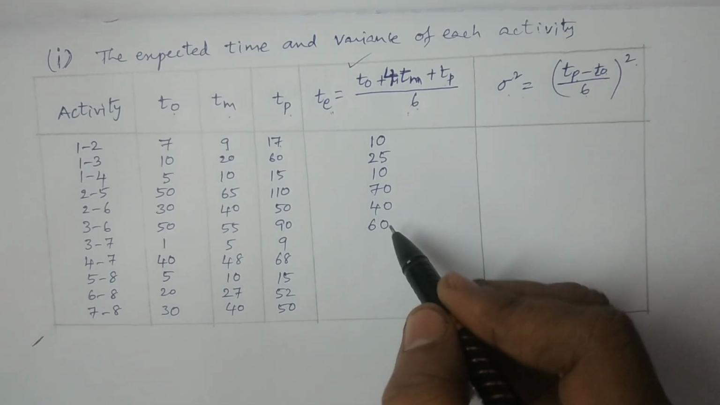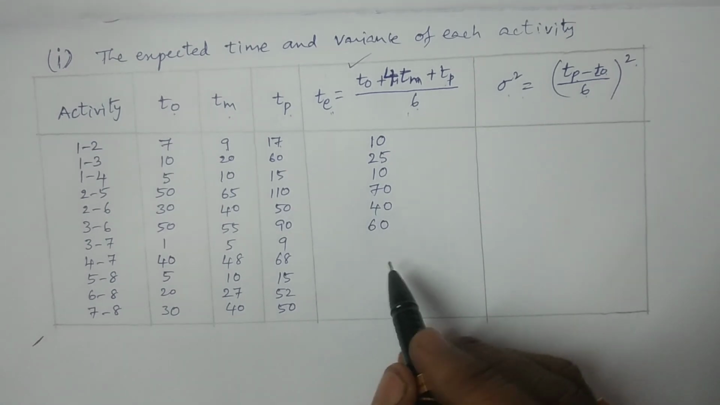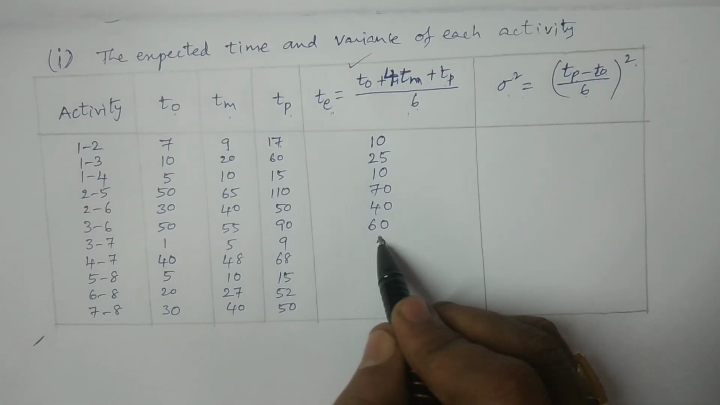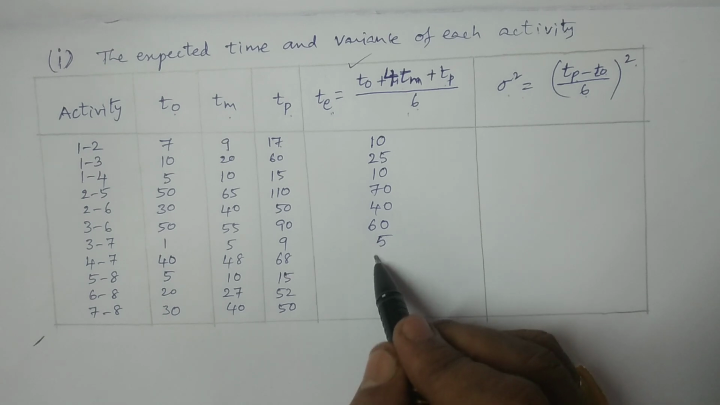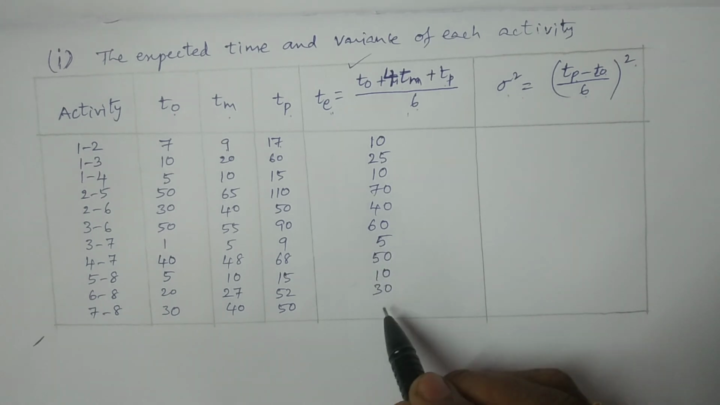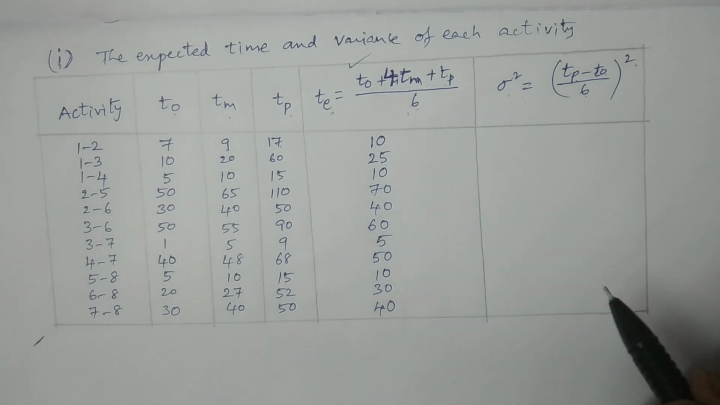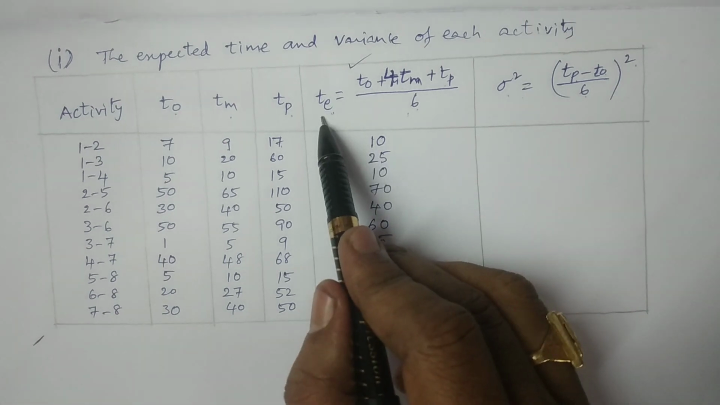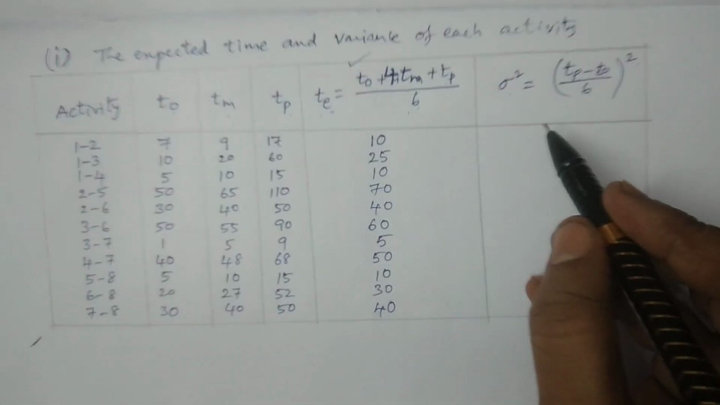I'm just noting the values. Please calculate by using the formula. Hope you understand. And 5, 50, 10, 30, and 40. So these are the values here. Expected times, that is TE, right? And then sigma square, variance.